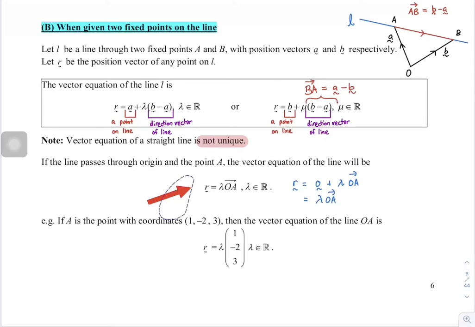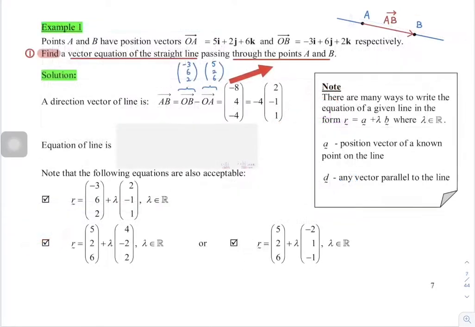A quick example is this particular example over here. In example 1, we are supposed to find a vector equation of the straight line passing through the points A and B. The points A and B have position vectors given as (5, 2, 6) and (-3, 6, 2) respectively. In order for us to form the vector equation of the line, we need to find the direction vector of the line, and we also need to identify one particular point on the line.